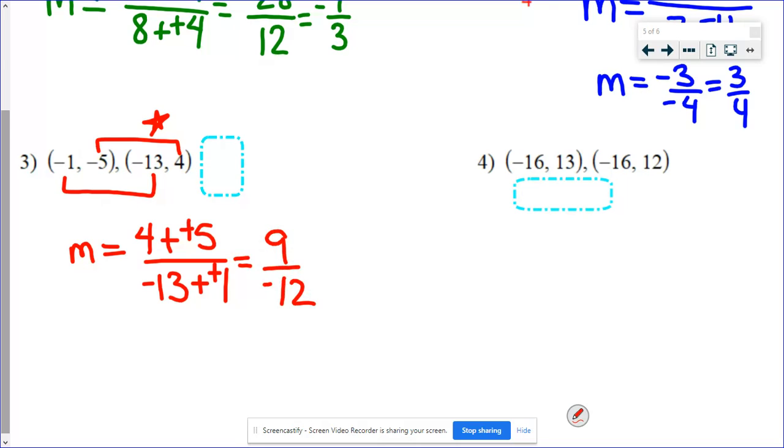So I know it's going to be a negative answer. I don't usually keep that negative in the denominator. I kind of pull it out in front. And I can divide both of those by 3. So I'm going to get -3/4.